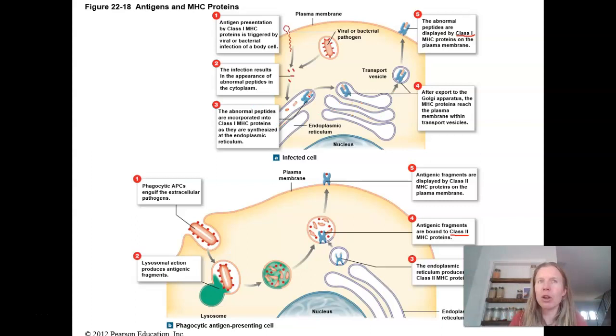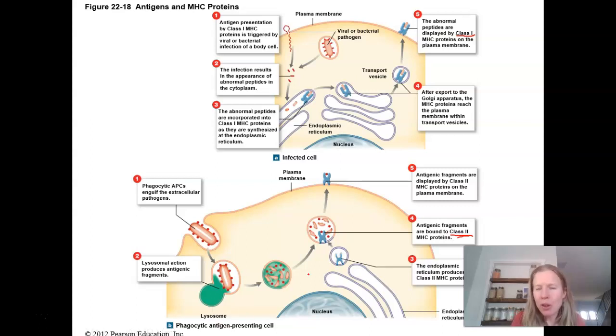All right, down here, when we look at MHC2 proteins, right, these are only going to be on what are called antigen presenting cells. So notice it says a phagocytic antigen presenting cell. Basically, this is going to be things like macrophages, dendritic cells. We'll also see B cells can use this.